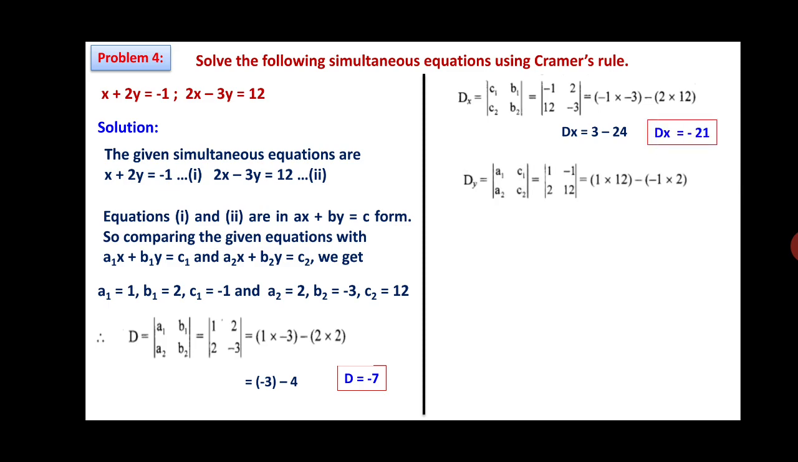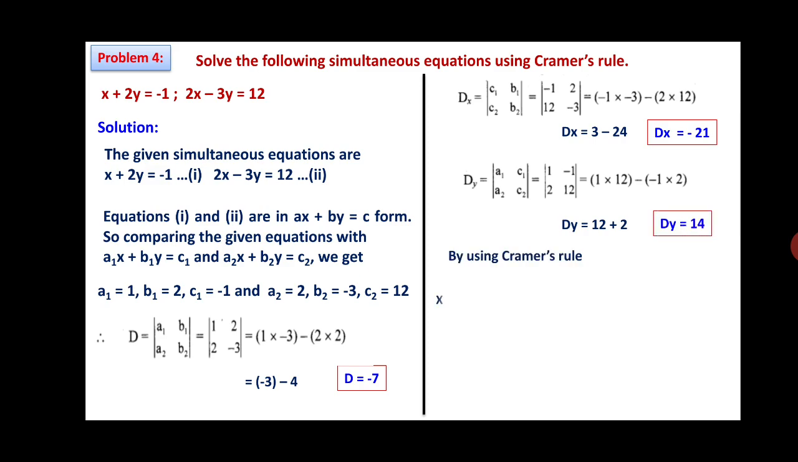Now find out Dy, which is equal to the determinant a1 a2, c1 c2, which is 1 and 2, minus 1 and 12. So friends, after cross multiplication, 1 into 12 minus of minus 1 into 2. So 12 ones are 12, minus minus becomes plus, 2 ones are 2. So 12 plus 2, that is Dy is equal to 14.